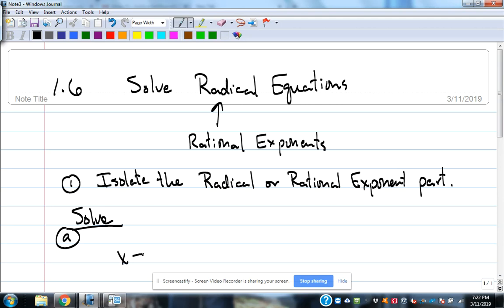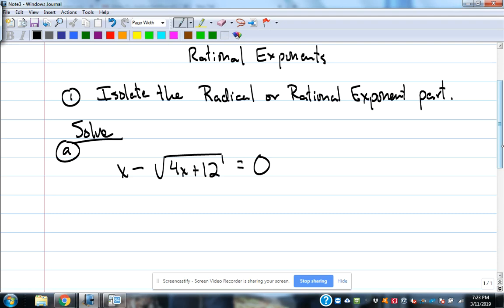Okay, so let's take an example to start off with, and we want to solve. Let's take x minus the square root of 4x plus 12, and it's equal to 0. Make it an easy one to start off with, so it's not equal to something really intense over there. All right, so if we want to isolate the radical part, which part is not inside of the radical? The x on the front and this 0 over here. So if we could get this part away from that x, it would be isolated, right?